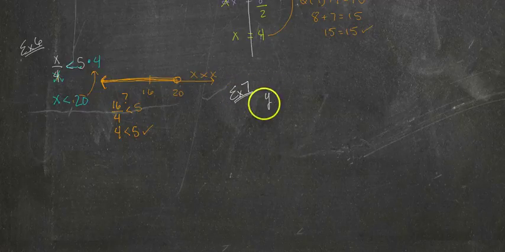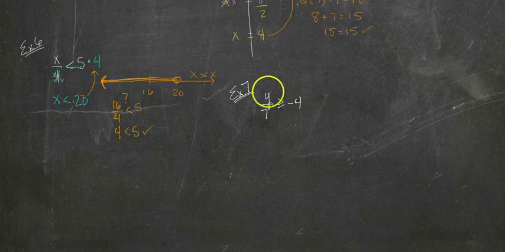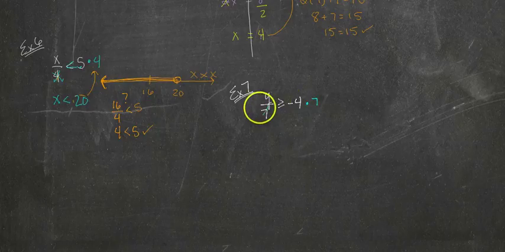Let's do y divided by 7 is greater than or equal to negative 4. All right, so let's see. I'm going to solve this the same way. 7 is connected to y by division, so I'm going to transpose that to a multiplied 7, and I get y is greater than or equal to negative 4 times 7, which is negative 28.